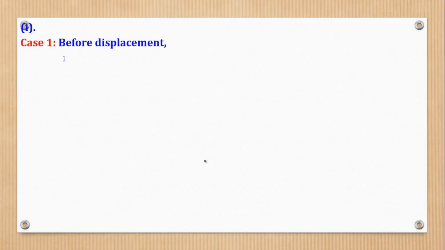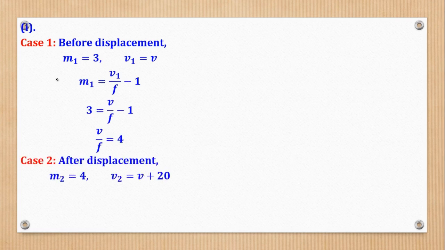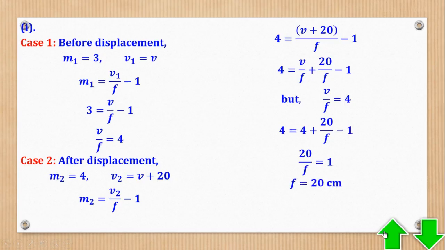Case 1 is before displacement. We have that, then we quote the formula, substitute, and make v over f the subject. What about after displacement? That is what we have. Quote the formula, substitute, split the numerator. Now we have, and we know that v over f is 4. Therefore substitute and make f the subject. So that was Roman 1.